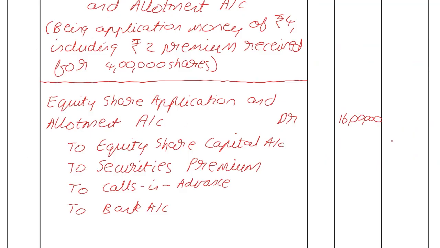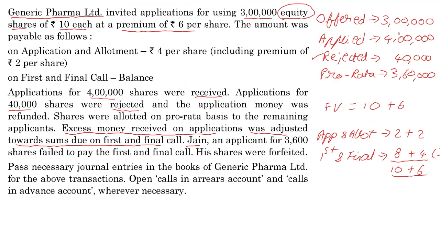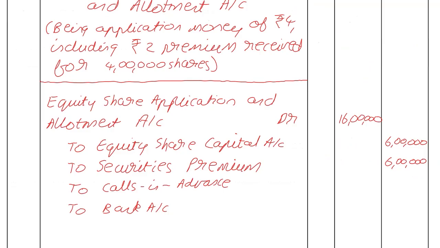All right, so we credit equity share capital account with 6 lakhs. We credit securities premium with 6 lakhs. Then, as far as the calls in advance are concerned, we offered 3 lakhs, but we are doing pro rata for 3 lakh 60. So the extra amount that is being paid is 60,000. Okay, the extra amount is 60,000, which I'm going to multiply into the amount expected at the time of application and allotment, which is 4. Okay, and I'm going to end up with 2,40,000. Okay, so this is your calls in advance.